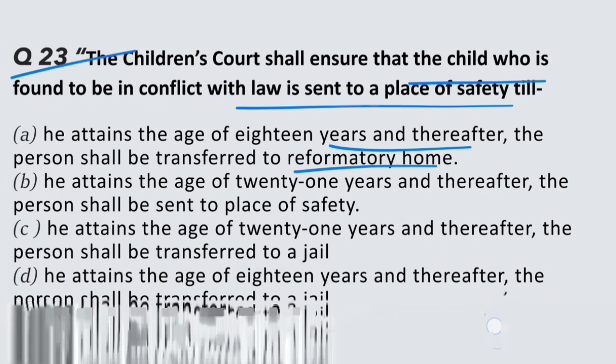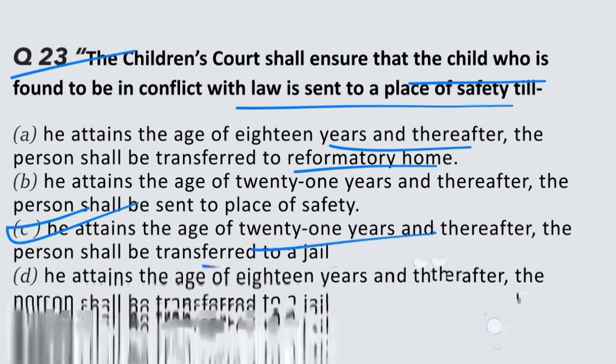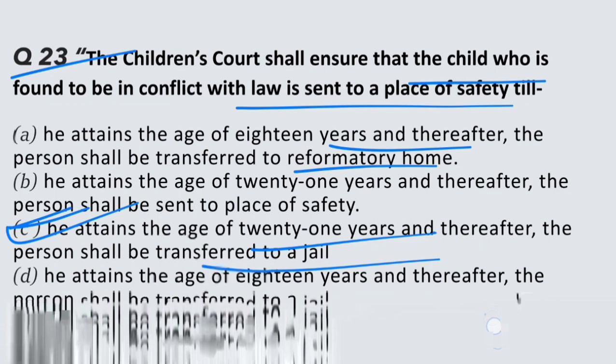So which is the correct option? Option C is the right answer. Till he attains the age of 21 and thereafter he shall be transferred to a jail. 21 and then jail. So C is the right answer.